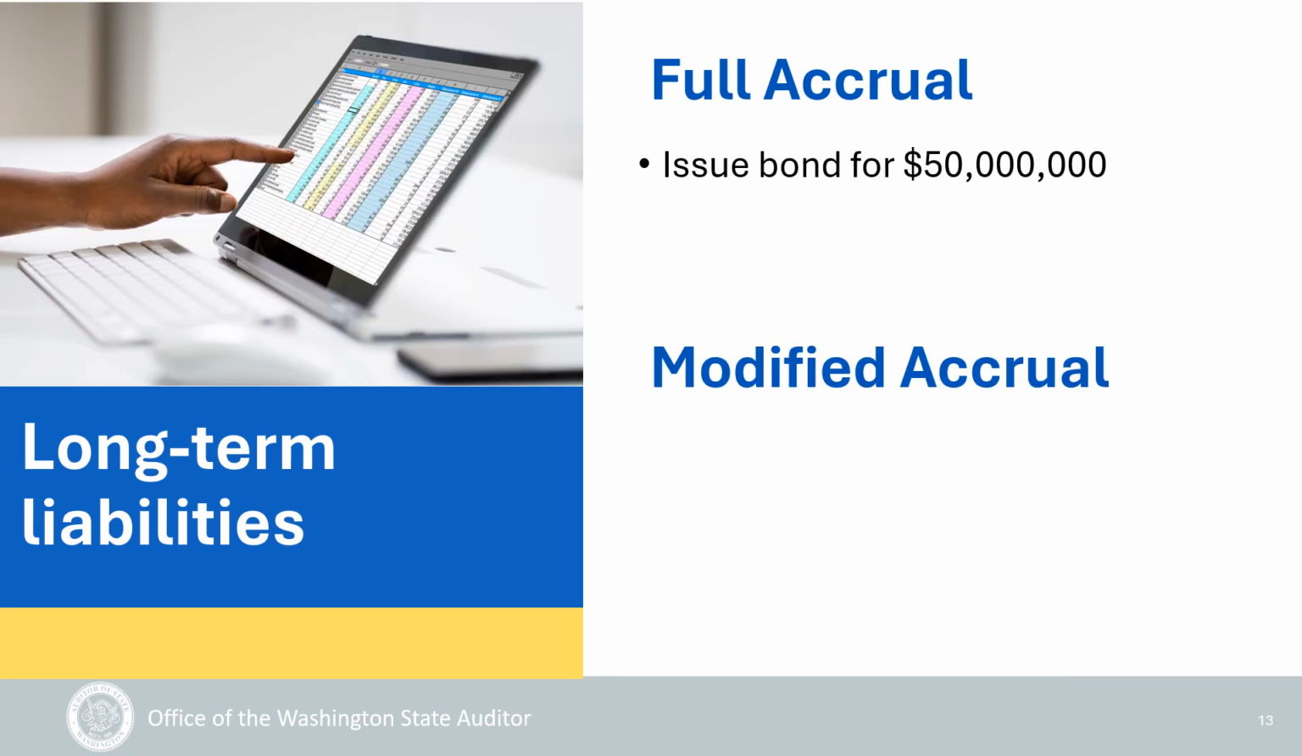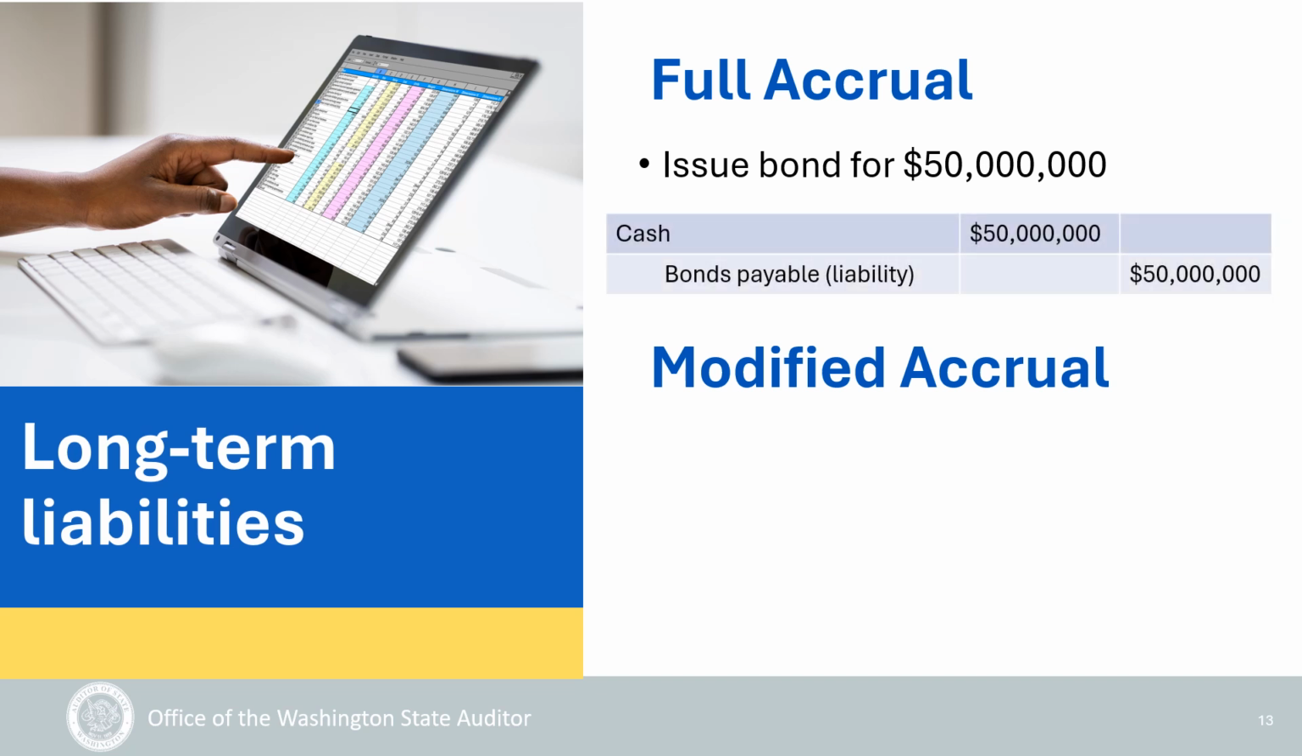So let's look at an example. Let's say the government issues that bond for $50 million. In full accrual, we do report long-term debt. We debit cash because we received cash, and we credit bonds payable, which is a long-term liability account.